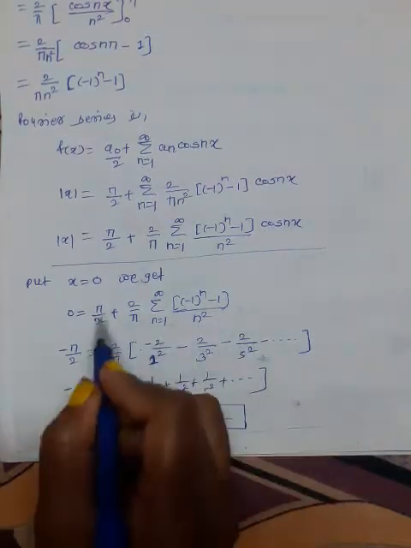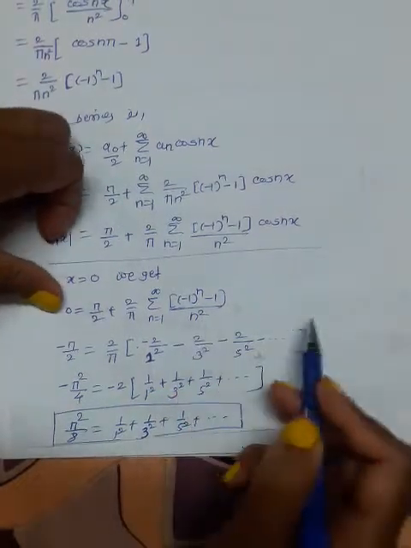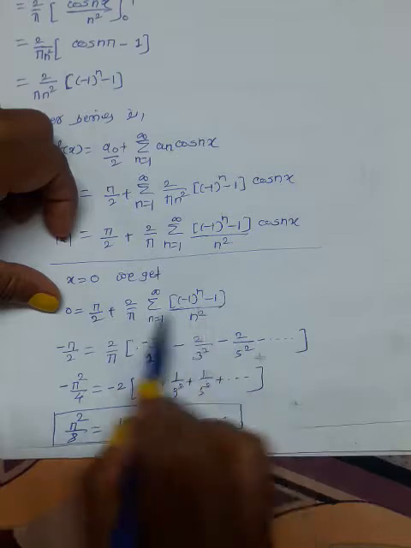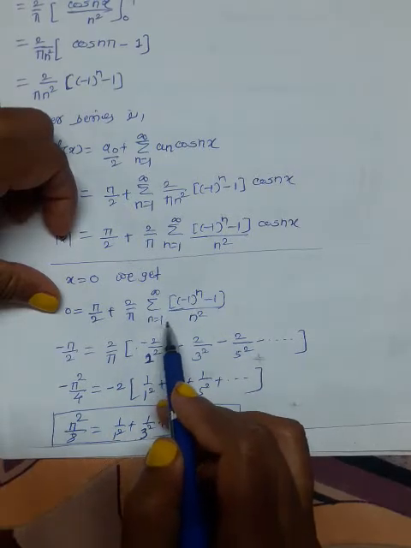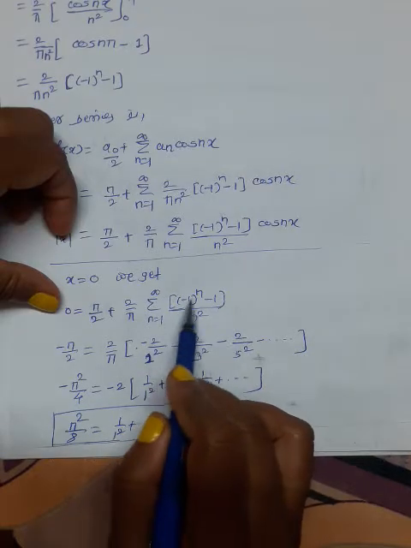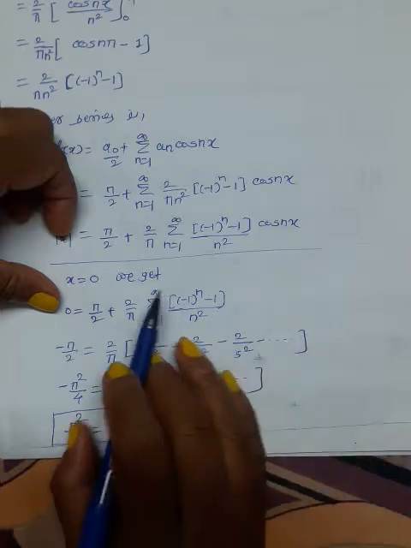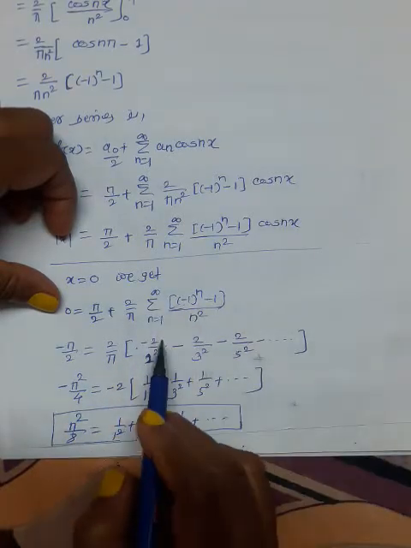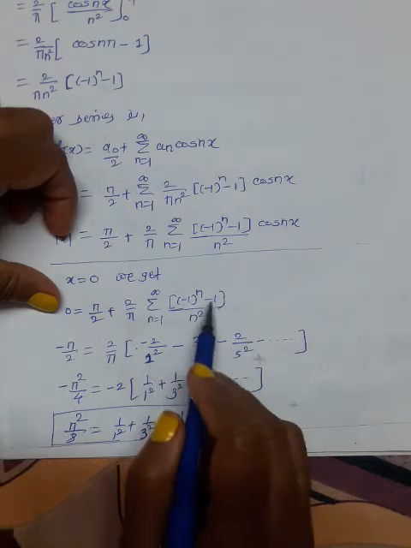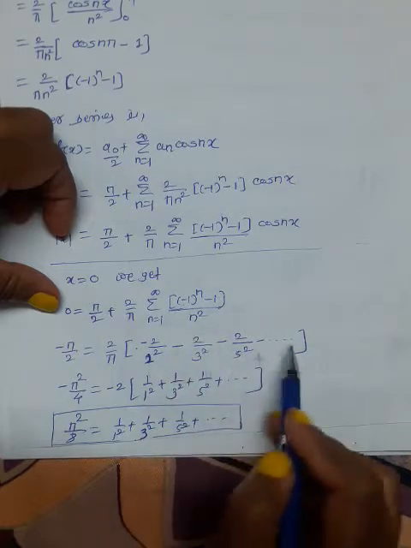Now we have to expand this. Take this pi by 2 to the other side: minus pi by 2 is equal to 2 upon pi times the sum, putting n values 1, 2 and so on. For n equal to 1, minus 1 raised to 1 is minus 1. Whenever n is odd, it becomes minus 1, minus 1, giving minus 2 for odd. For even n, minus 1 squared raised to 4 becomes plus 1, so plus 1 minus 1 is 0. Even terms vanish. Therefore, starting with 1: minus 2 upon 1 square, minus 2 upon 3 square, minus 2 upon 5 square, and so on.